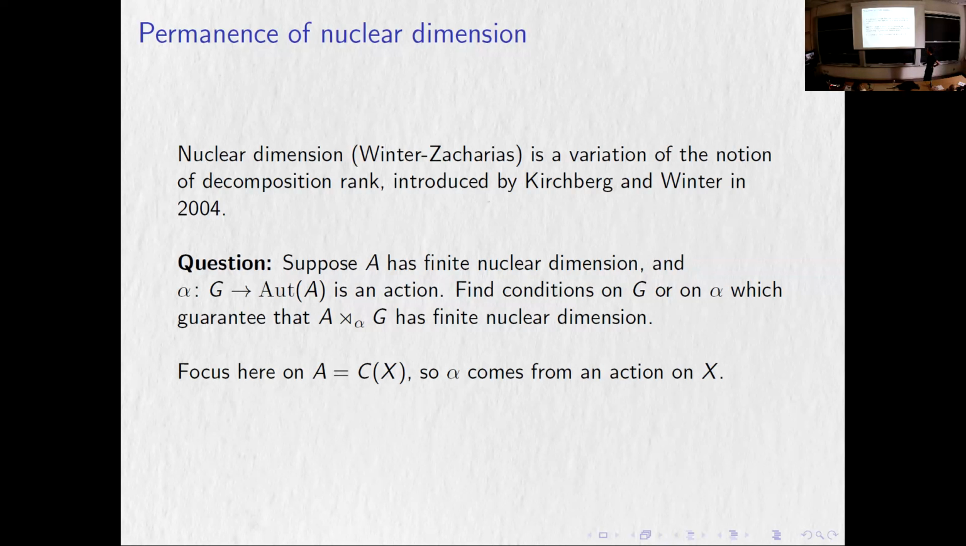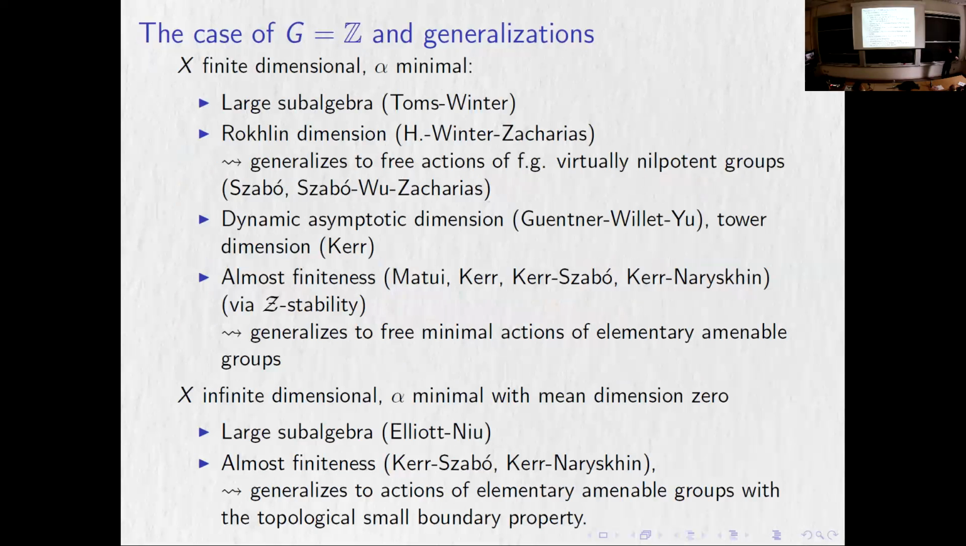Okay, so the question which motivates us now is: suppose that X is some compact Hausdorff space, or maybe locally compact. We have an action of some group on X. We want conditions which guarantee that the crossed product has finite nuclear dimension. So here's a quick survey of what was known under various conditions for those kinds of topological actions.